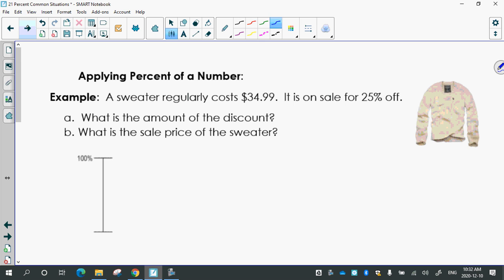So for me, if this is 100, 25% is about here. And the full price of the sweater is $34.99. And so X is going to be how much money I save. You have to turn the page over, Xander. So then we can set up our proportion, 100 over 25.